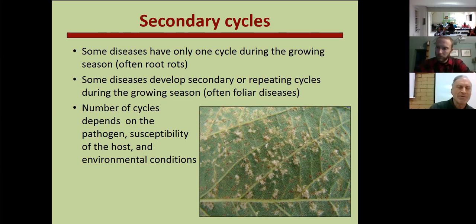And how often that happens depends on the pathogen, on the susceptibility of the host, and on the environmental conditions. Those three things of the disease triangle. If the environmental conditions are not favorable, then it's not going to produce another cycle of disease.